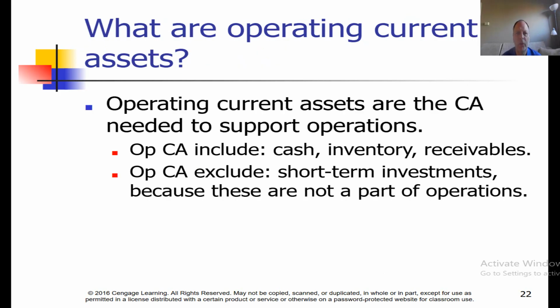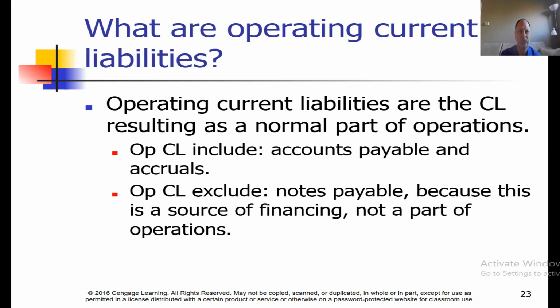Next, what are operating current assets? Well, operating current assets are the current assets needed to support operations. They include cash, inventory, and receivables. They exclude things like short-term investments because these are not a part of operations. They are just a way of providing liquidity beyond cash.